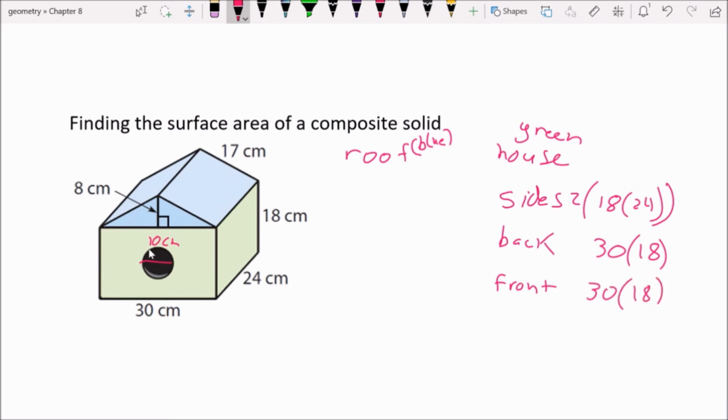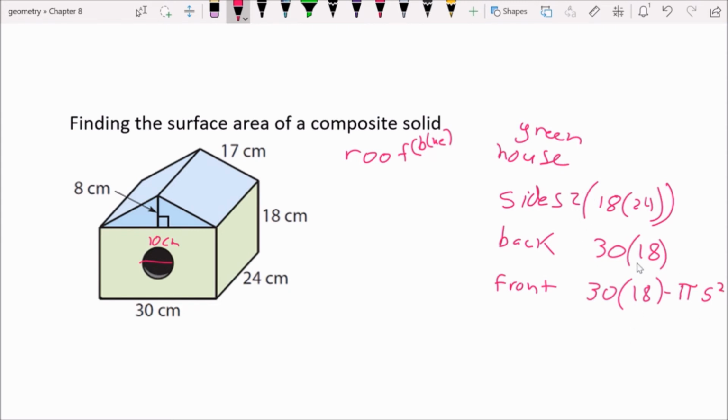There's this circle missing right here so the birds can come in and out. And you're not going to paint a hole. There's nothing there. So we need to subtract that off. So we need the area of that circle. Now remember, circle is pi r squared. And this one is going to be pi times, not 10, 10's the diameter, pi times 5 squared.